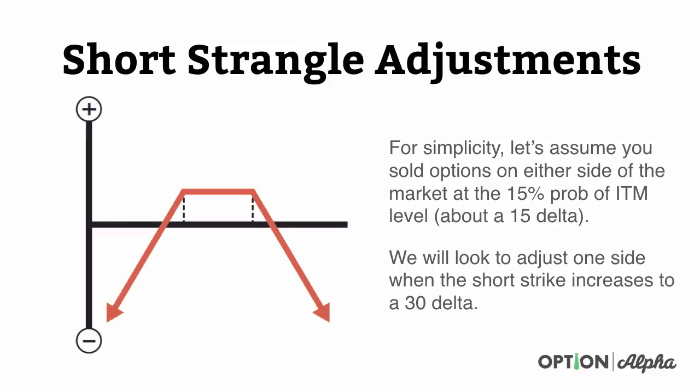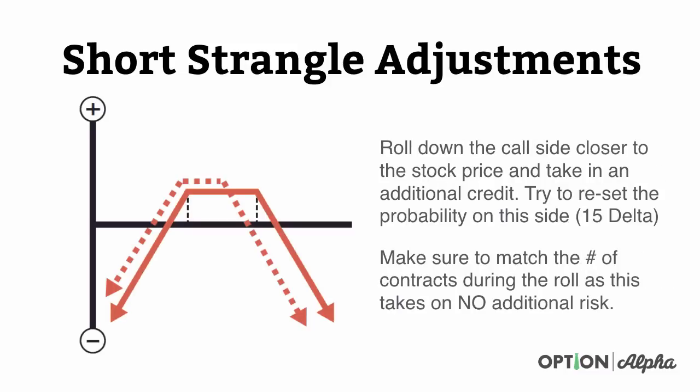That's about a 15 delta on either end, and for just the example here, this is usually what we do here at Option Alpha anyways. We build all of our strangles to have about a 15 delta on either side for the short strike. So we'll basically look to adjust one side when the short strike increases to maybe say a 30 delta, or a doubling of risk.